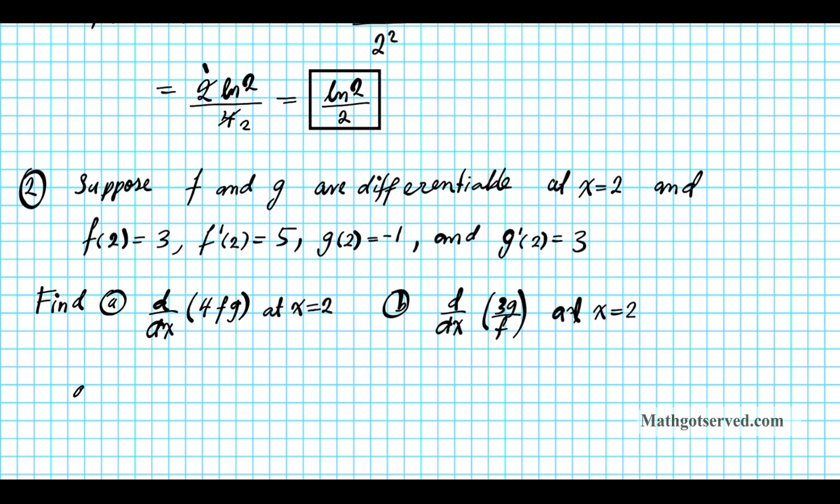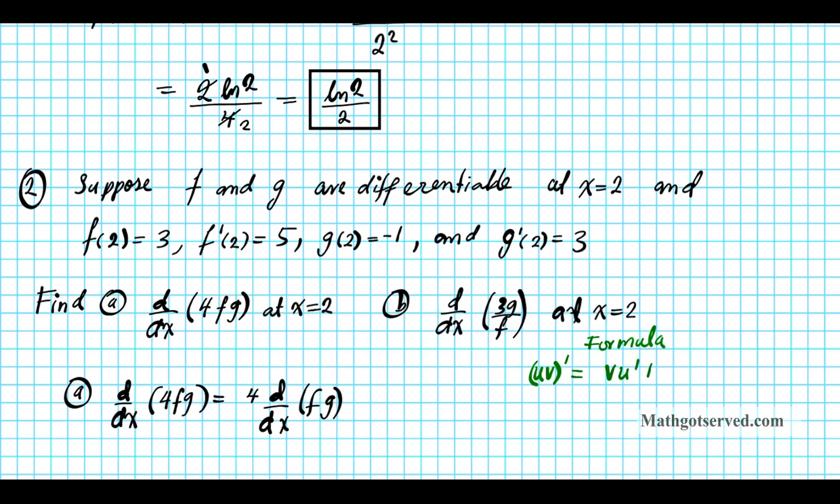So the A part, we're going to find the derivative d dx of 4 times fg. Using the constant multiple rule, I can factor out 4 from the derivative, so we have 4 times d dx of f times g. Okay? Alright, so the formula we're going to be using here is the formula that involves the product of two functions. So the formula is the product rule. Formula: uv prime is equal to v u prime plus u v prime. Okay, in this case, f is our u and g is our v.